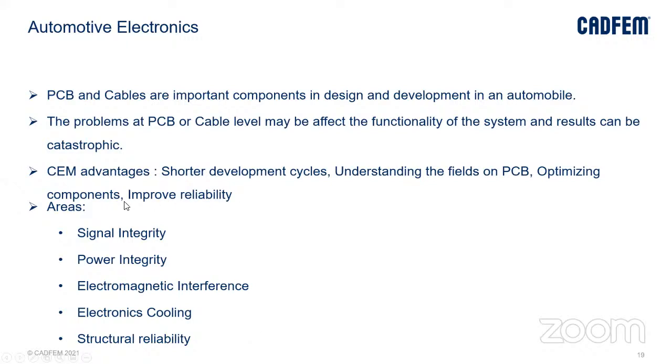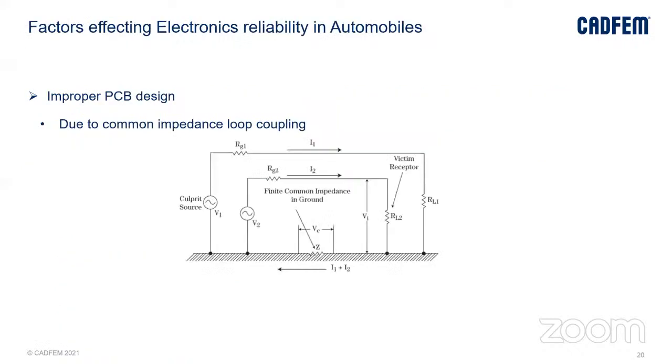As mentioned previously, the computational electromagnetics tool has several advantages, like reducing the development cycle, understanding the fields on the PCB, optimizing the electronic components and structure, and improving the reliability. Some of the factors affecting electronics reliability would be improper PCB design, which is one of the main factors that affects the reliability of the structure.